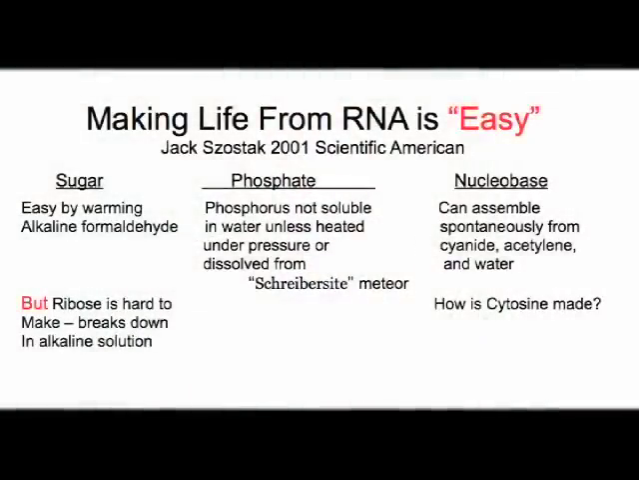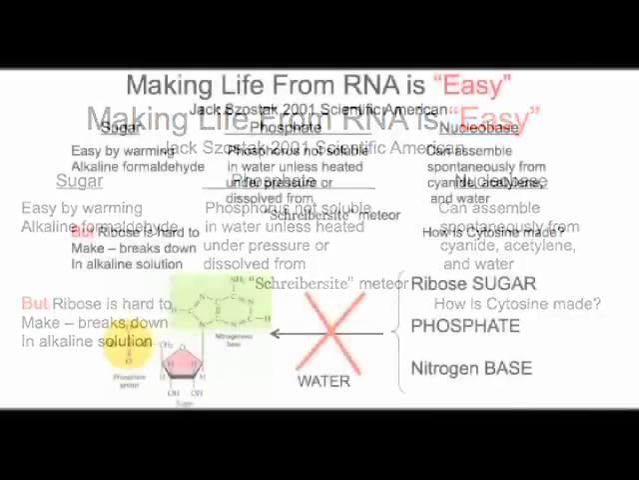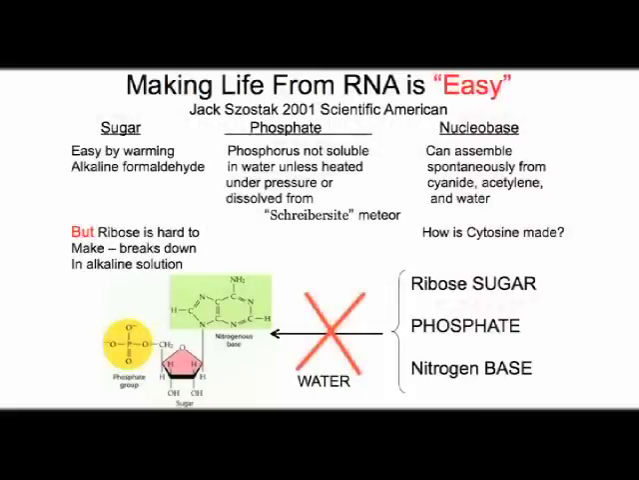So Jack Szostak, in a 2001 Scientific American article, said this. He basically said making life from RNA is easy. Now, recall that we started out about 1953, 1954 with George Wald, and now we're up to 2001. He said an RNA nucleotide is made of three things: a sugar, a phosphate, and a base of some kind. That's what's diagrammed there on the left-hand side. And it's easy to make sugars. All you do is take formaldehyde and heat it up a little bit, boom, you get a sugar.